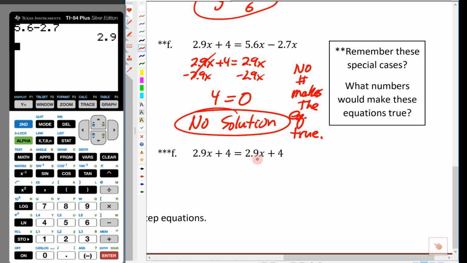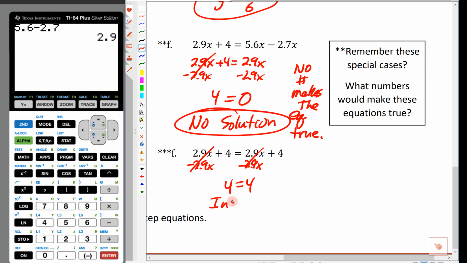Now watch what happens if we actually go through and solve this, and you might already know what the answer is. They're both simplified, so we're going to subtract 2.9x from each side because I want to get the x's on one side. And what happens is the variable goes away completely, just like it did up here. Here it went away completely, and the two numbers that were left did not equal each other, so there was no solution. Here we end up with 4 equals 4. So if these two numbers equal each other, just like this side equaled that side, there's no way to mess this up. Any number you want to plug in here would make this true.